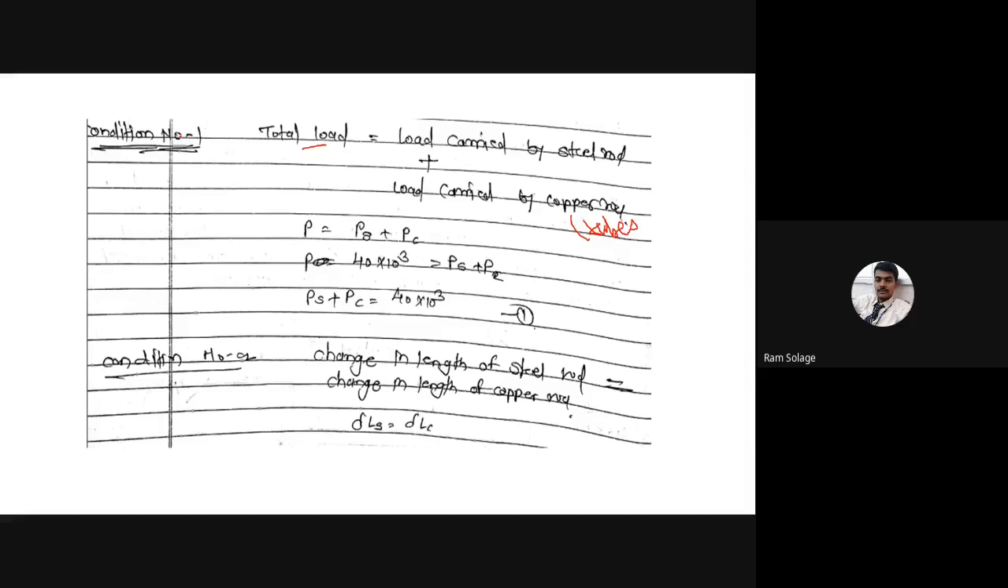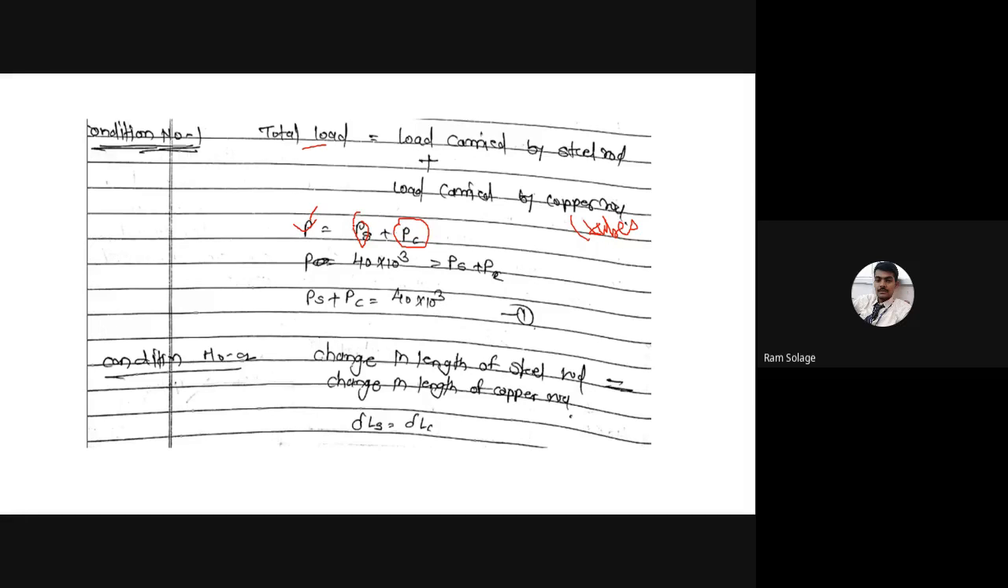Total load is equal to the load carried by the steel rod and the load carried by the copper tube. That is, P is equal to PS plus PC. P is equal to PS plus PC. Total load is equal to the load carried by the steel rod and the load carried by the copper tube.